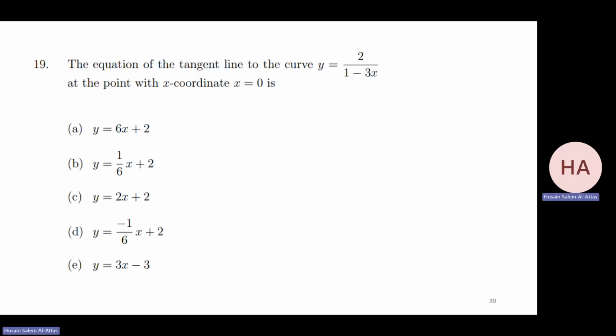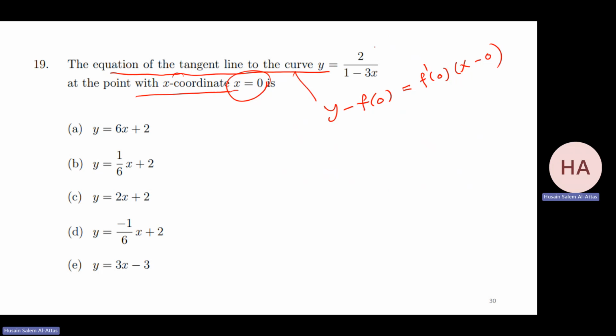The equation of the tangent line to this curve at this point with coordinate x equals 0. They want the equation of the tangent line. What is the equation of the tangent line? I know it's y minus f at 0, this is my a, equal f prime at 0 times x minus 0. So I need to find f prime of this. This is f of x. F of x equal 2 over 1 minus 3x. I need a chain rule since this is not a linear function, but the coefficient of x is not 1.